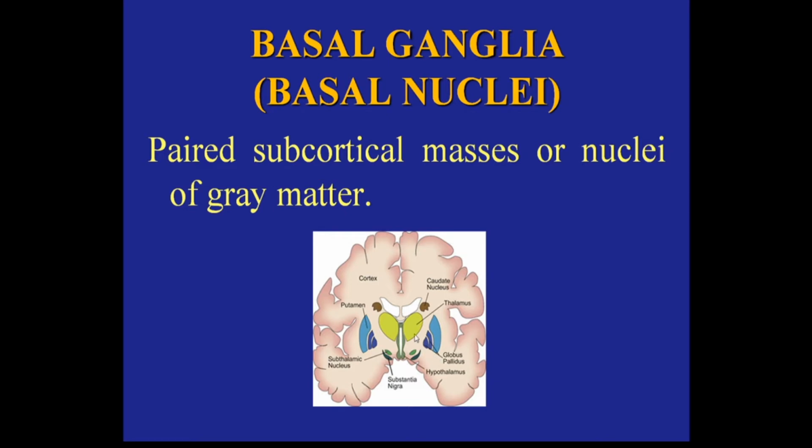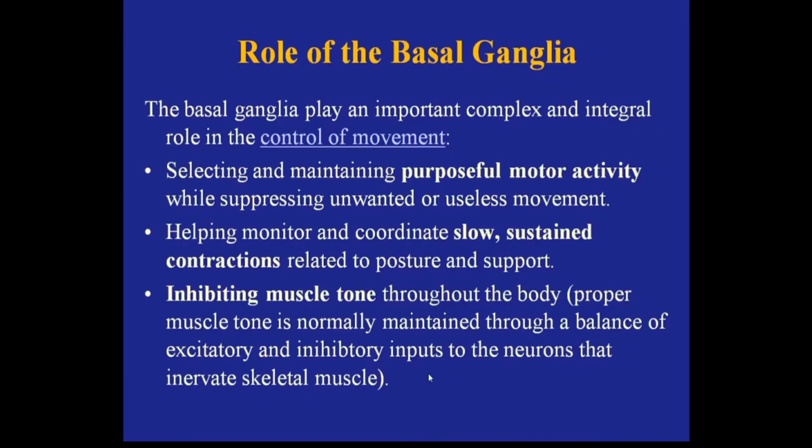You can see on this picture nucleus lenticularis or lentiformis, putamen and two globus pallidus, nucleus caudatus, subthalamic nucleus, substantia nigra. Role of the basal ganglia.